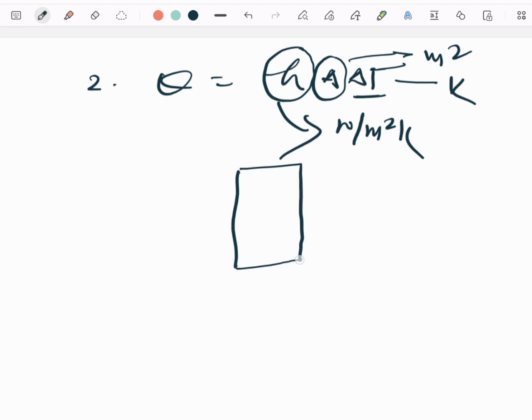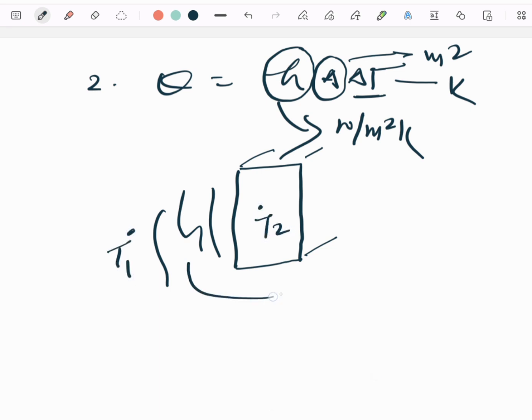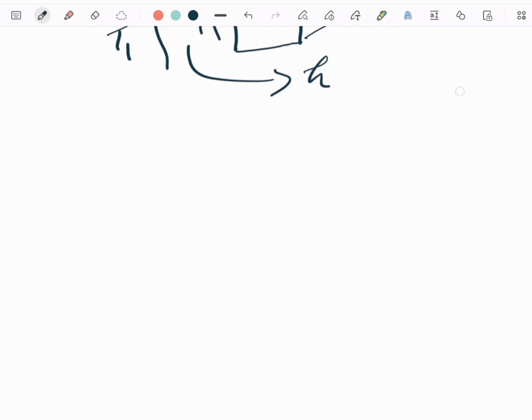Suppose again you take an example of a plane wall. If air is moving on this particular surface of the wall, and air temperature is T1 and wall temperature is T2, and h is the convective heat transfer coefficient of the air, and A is the cross section area, then the amount of heat transfer from air to this wall can be calculated by this equation.